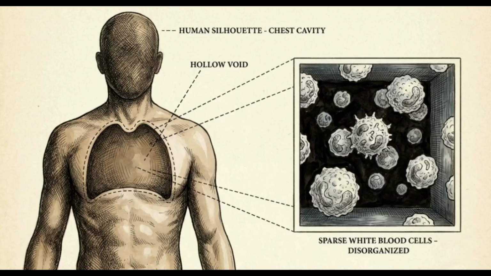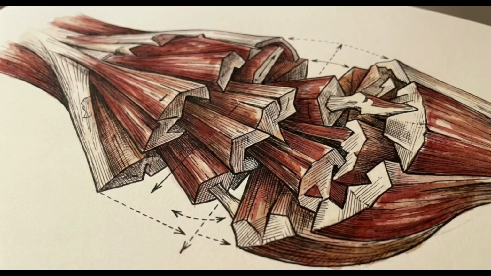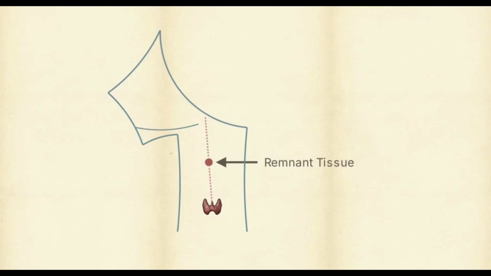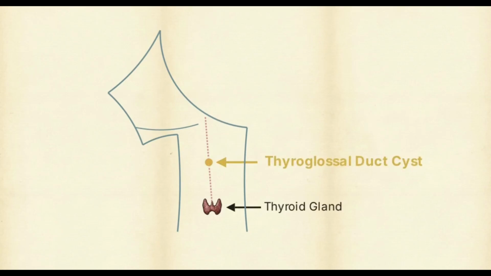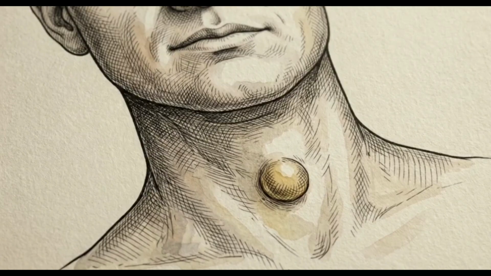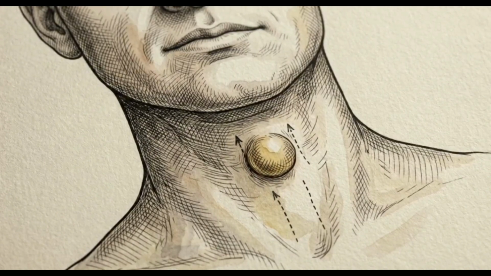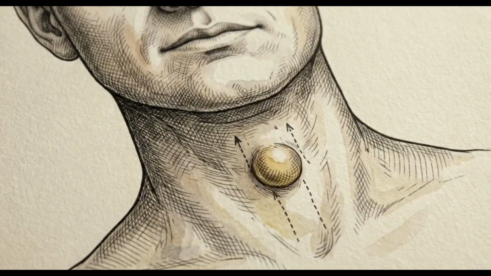Without pouch 3, the patient lacks a thymus, resulting in severe immune deficiency. Without pouches 3 and 4, there are no parathyroid glands, leading to dangerously low calcium levels. The thyroid gland begins at the tongue and descends into the neck. If it leaves remnant tissue along its migration path, it creates a thyroglossal duct cyst. Because the residual tract remains tightly anchored to the tongue above, the cyst moves upward whenever the patient swallows.